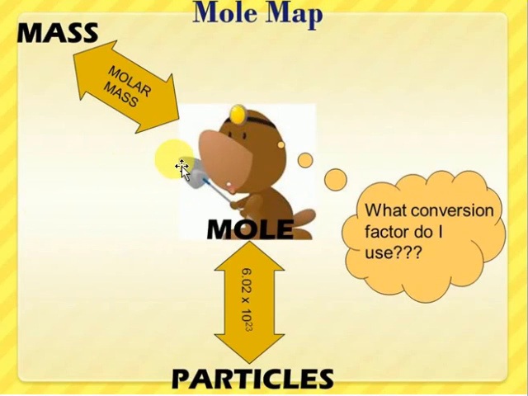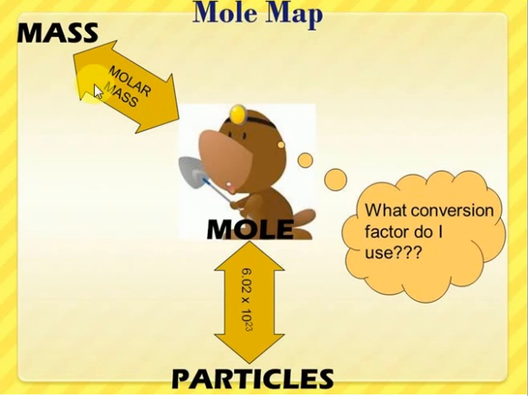Here I have a mole map. This map will help us to choose the correct conversion factor. If you are going to convert number of moles into mass or mass into moles, you will use the conversion factor including molar mass. Number of moles is equal to mass in gram divided by molar mass.